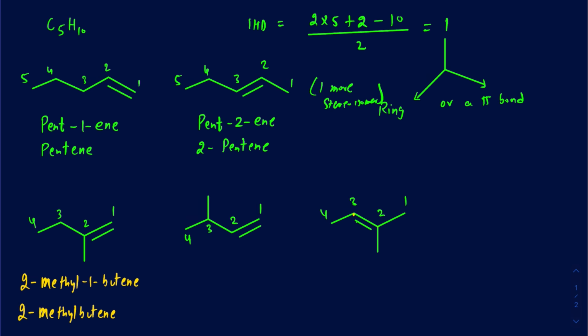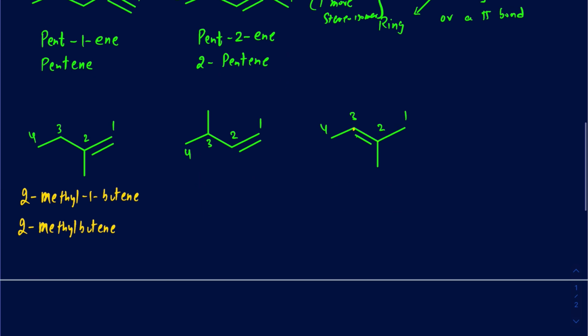Now the next one would be 3-methyl. And again, the position of the double bond is at the first carbon, so you can just call that a butene. And then this next one would be 2-methyl, and that would be 2-butene.